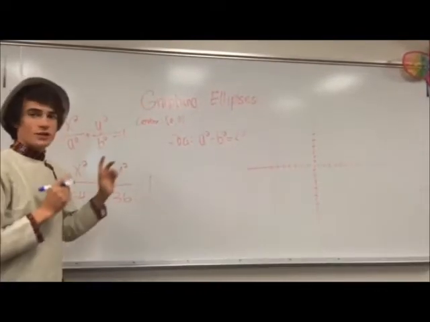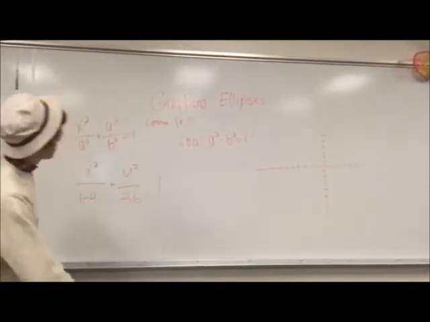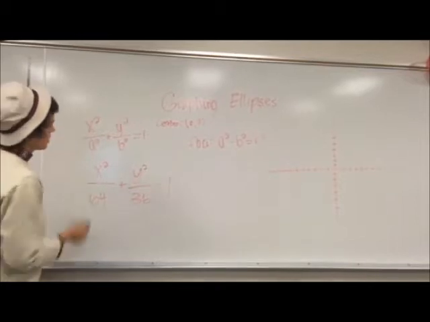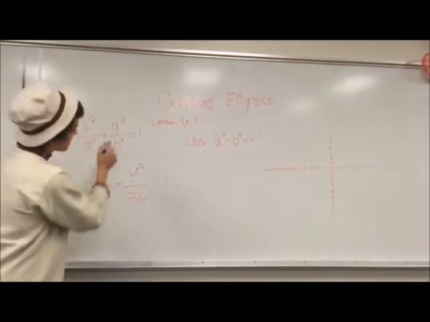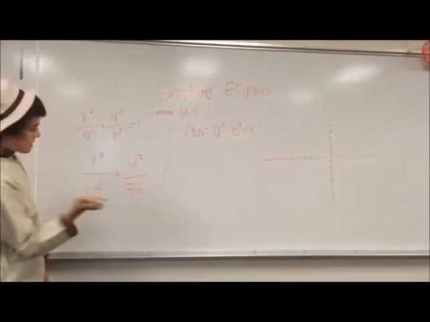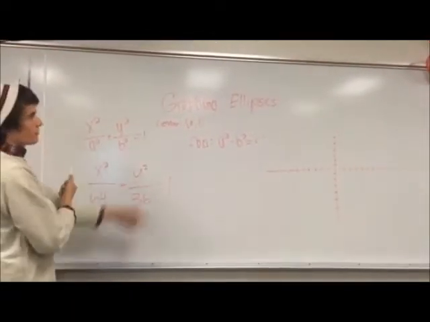Graphing ellipses centered on the origin. If we're given this equation right here, x squared over a squared plus y squared over b squared, where a squared is our major vertice, b squared is our smaller vertice, we can use this given equation to graph it.